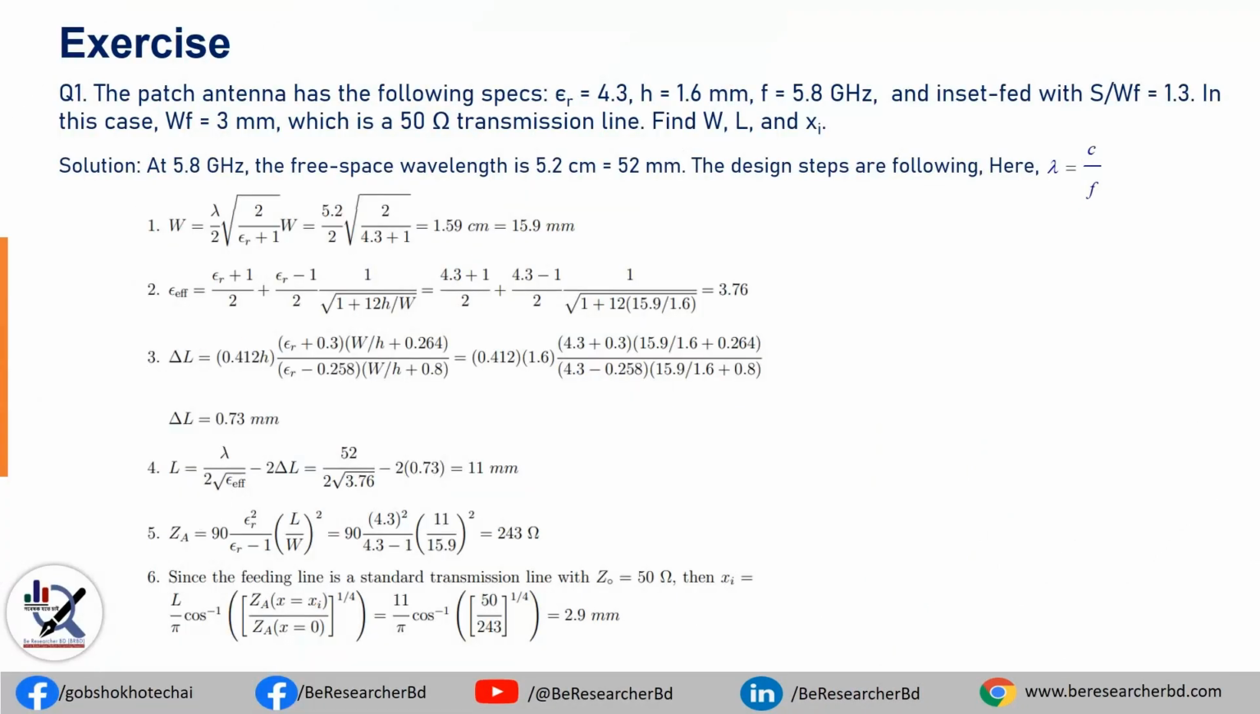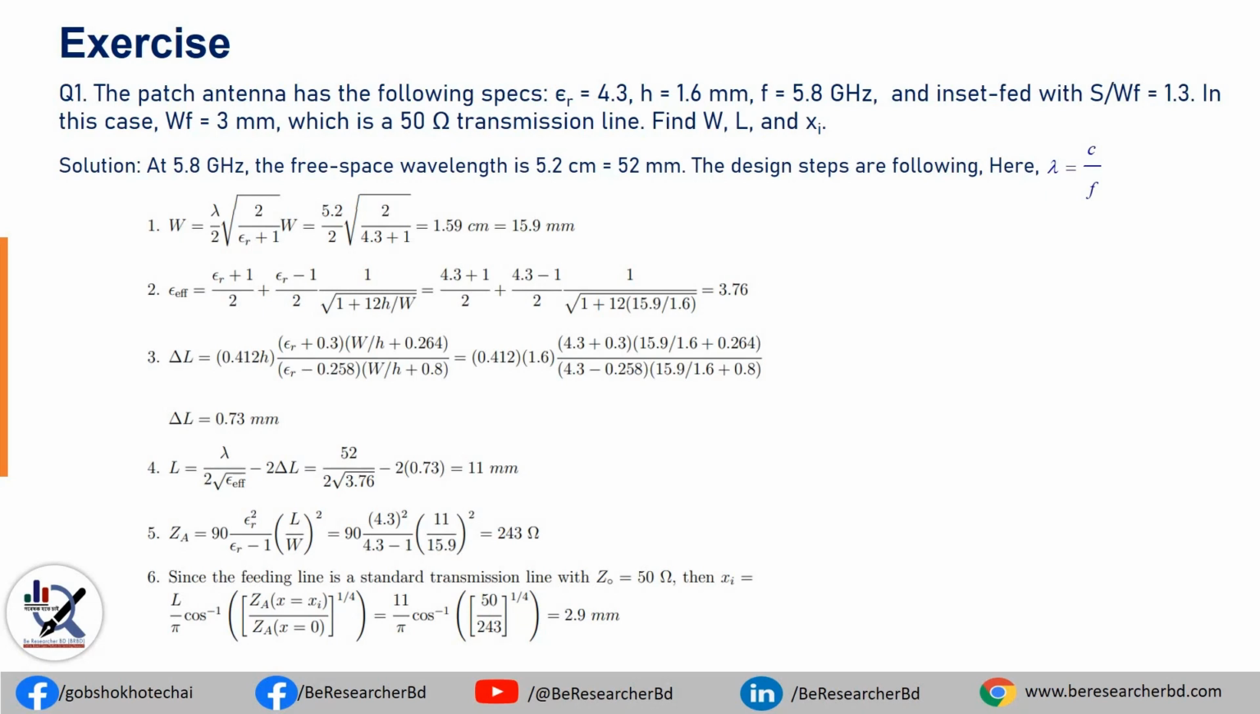Let's do an exercise using these equations. Here we have to design an antenna and the desired specifications are relative permittivity is 4.3, substrate height 1.6 mm and the desired frequency is 5.8 GHz. The ratio of S by WF is 1.3 where WF is 3 mm which is basically a 50 ohm transmission line. We must find the patch length L, width W and the feeding point depth Xi.